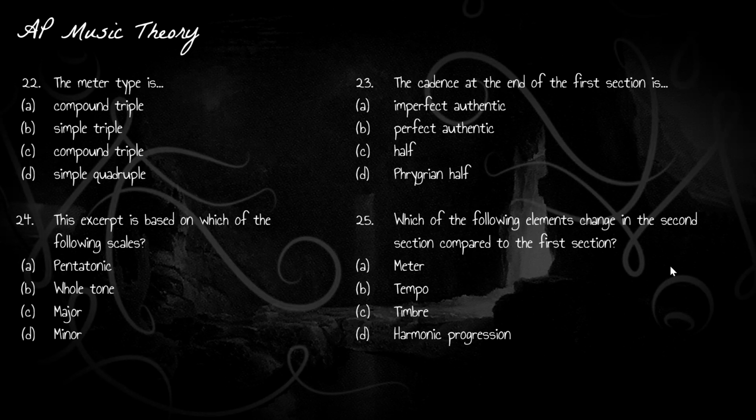Question 25. Which of the following elements changed in the second section compared to the first section? Is it A. Meter, B. Tempo, C. Timbre, or D. Harmonic progression? Let us listen to the entire excerpt. Re-listen as many times as you need.